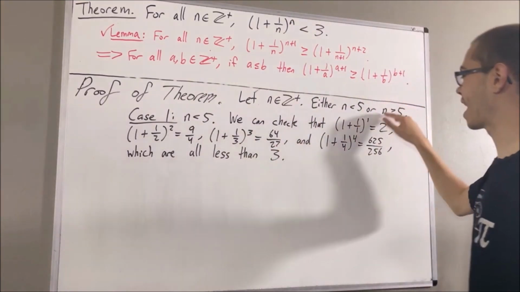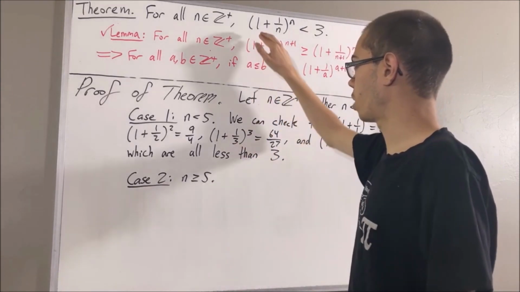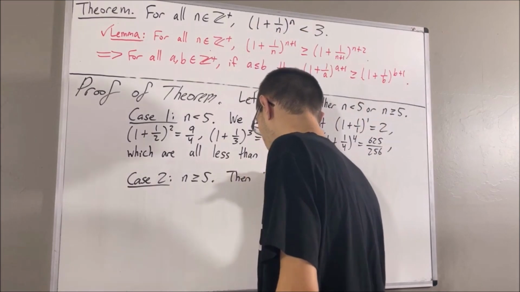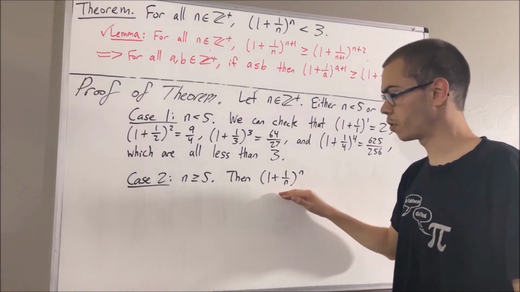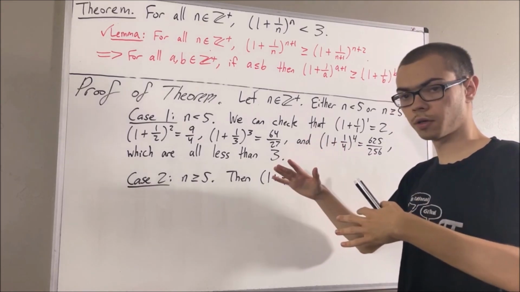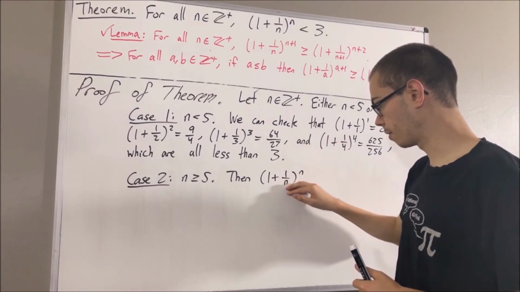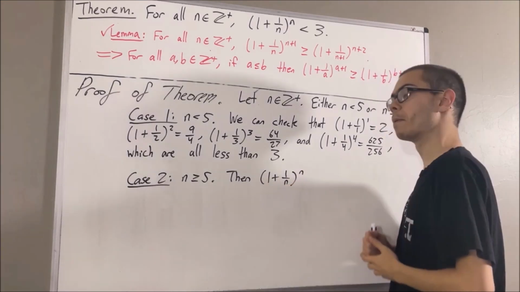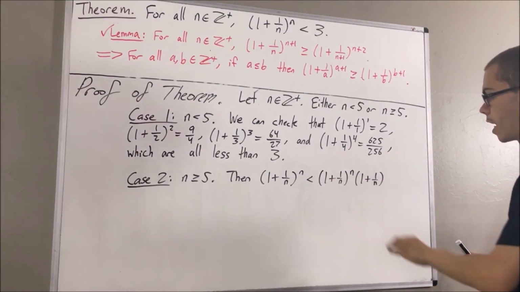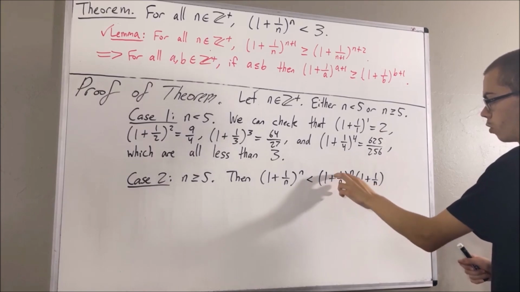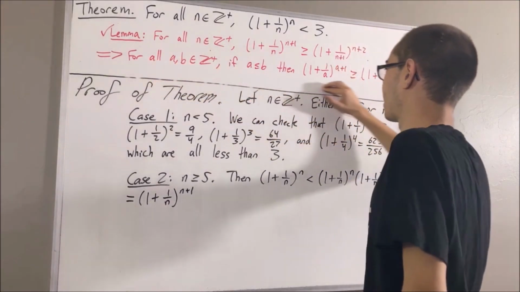Now let's move on to case 2, where n is greater than or equal to 5. Well, let's explicitly write out 1 plus 1 over n to the power of n. Now, this is a positive number, and if we multiply a positive number by a number greater than 1, then we'll make the number bigger. So let's multiply this guy by 1 plus 1 over n, because 1 plus 1 over n is greater than 1. And we know that this is just equal to 1 plus 1 over n to the power of n plus 1. And now we can apply this fact.